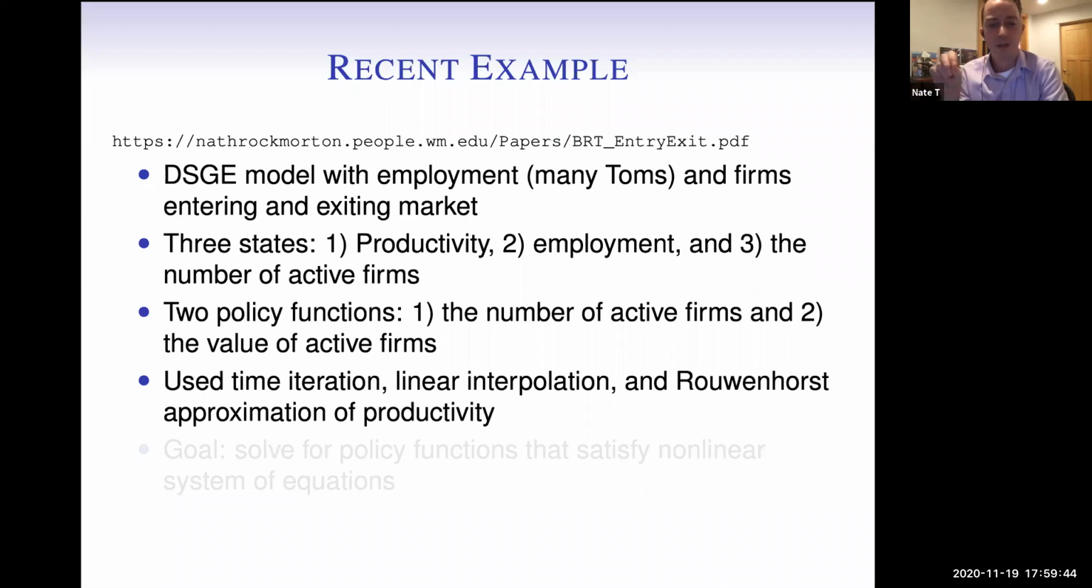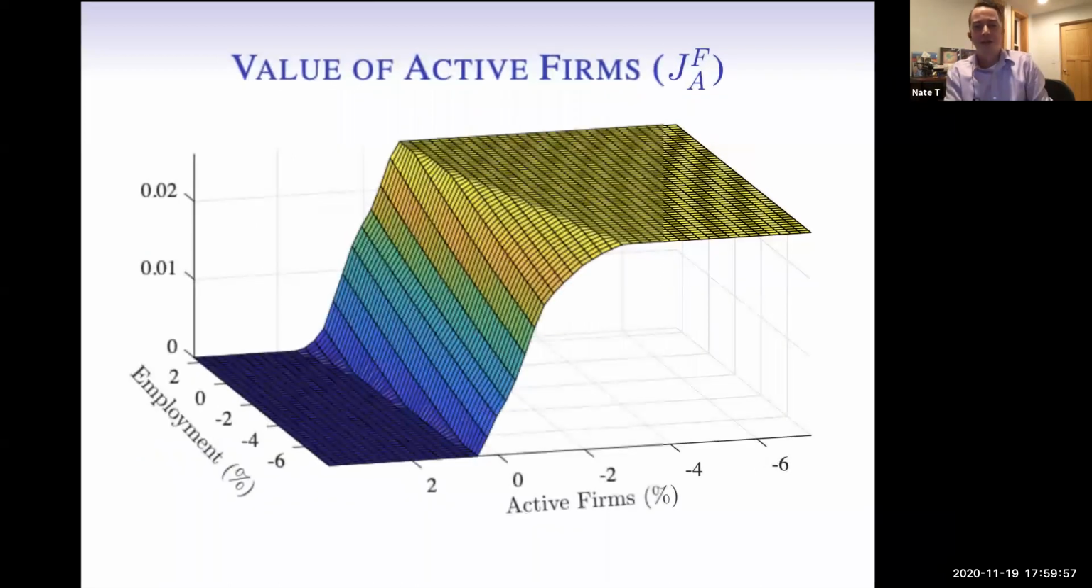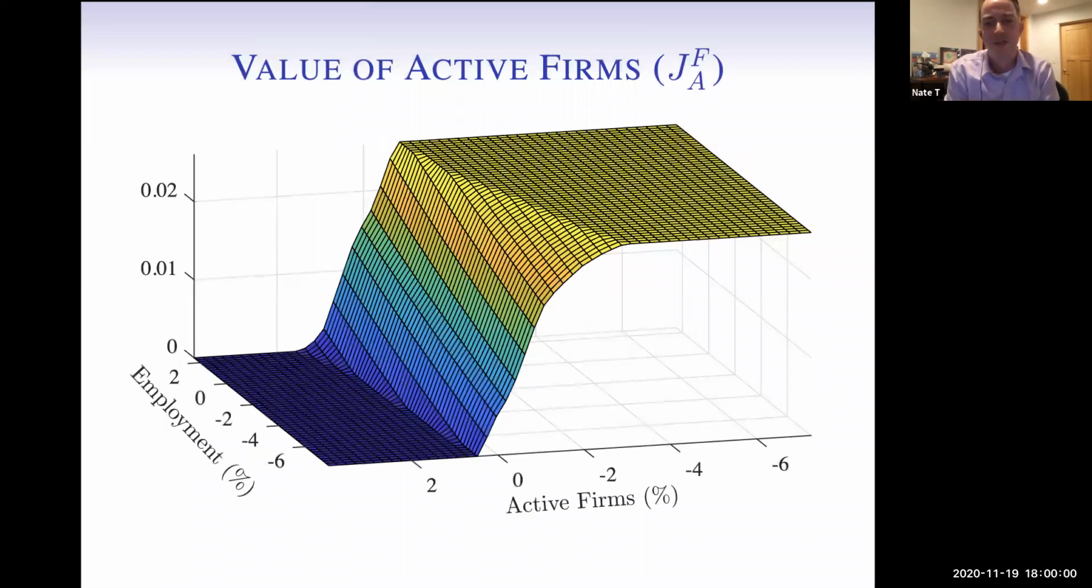I use time iteration with linear interpolation, and I use the Rowenhorst method to approximate the productivity process. My goal was to solve for policy functions that satisfy the nonlinear system of equations. Just to show you an example of what the functions can look like, this is not your nice concave function, but it's got the two states on the axes, employment and the number of active firms.